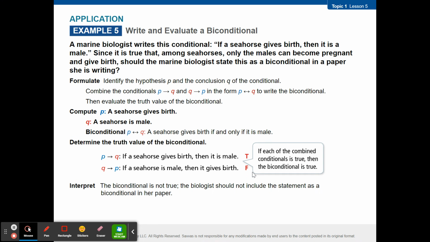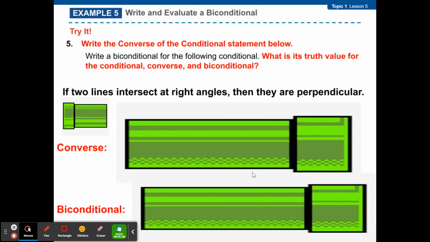Okay? Questions on that? All right, let's take a look at number 5. It says, write the converse of the conditional statement below. Write a biconditional for the following conditional. What is the truth value for the conditional, converse, and biconditional? So here we have, if two lines intersect at right angles, then they are perpendicular. Is this going to be true or false?